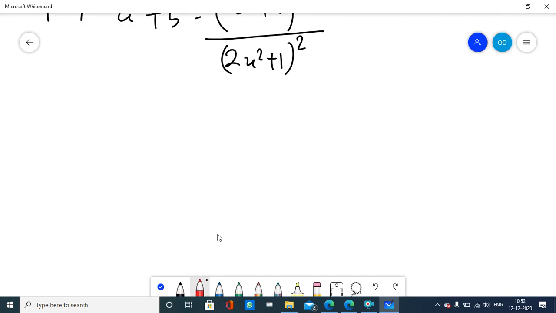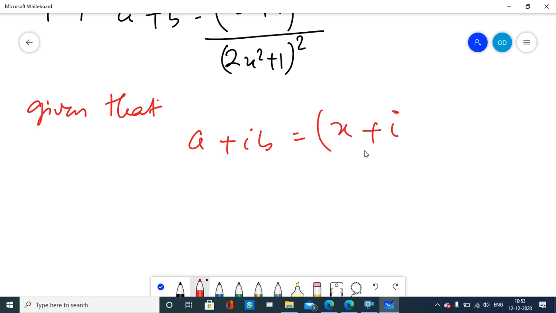Okay, so let's see. It is given to us that a plus ib is equal to (x plus i) whole squared divided by 2x squared plus 1.